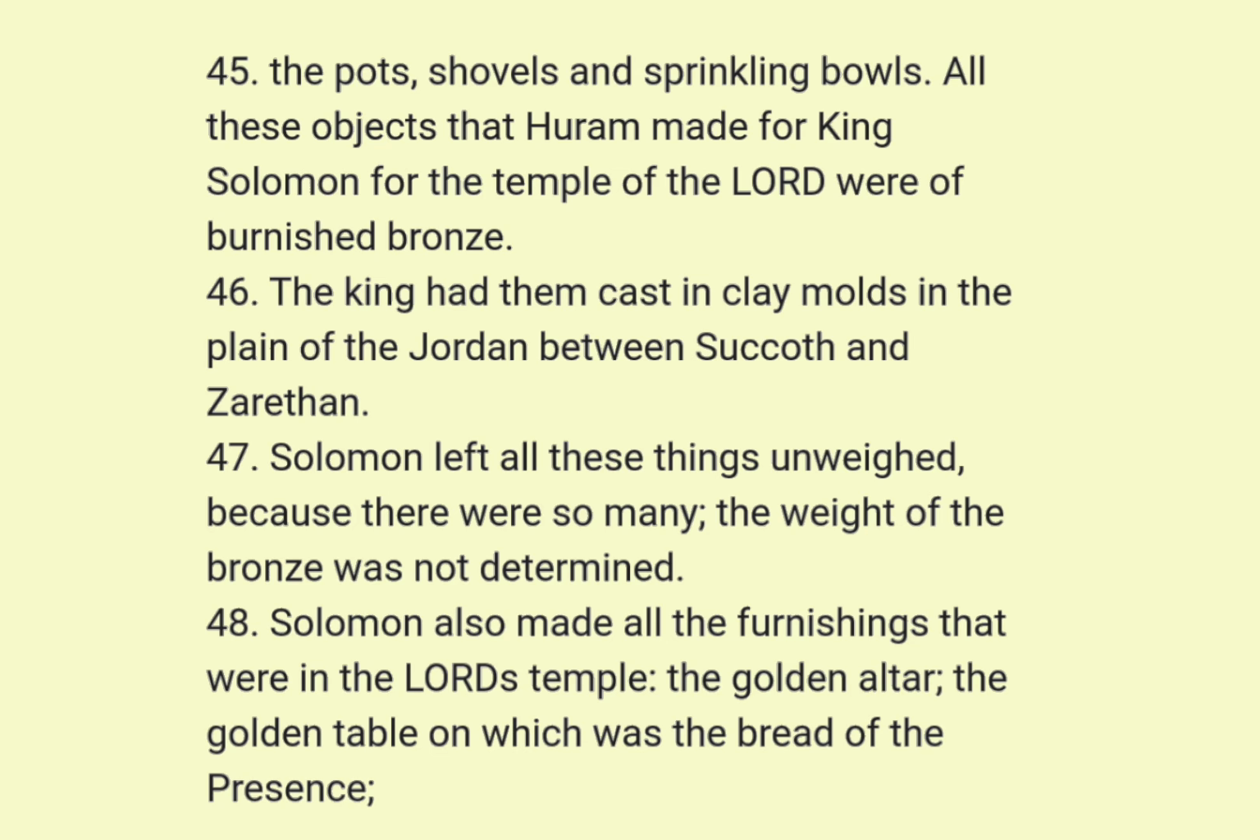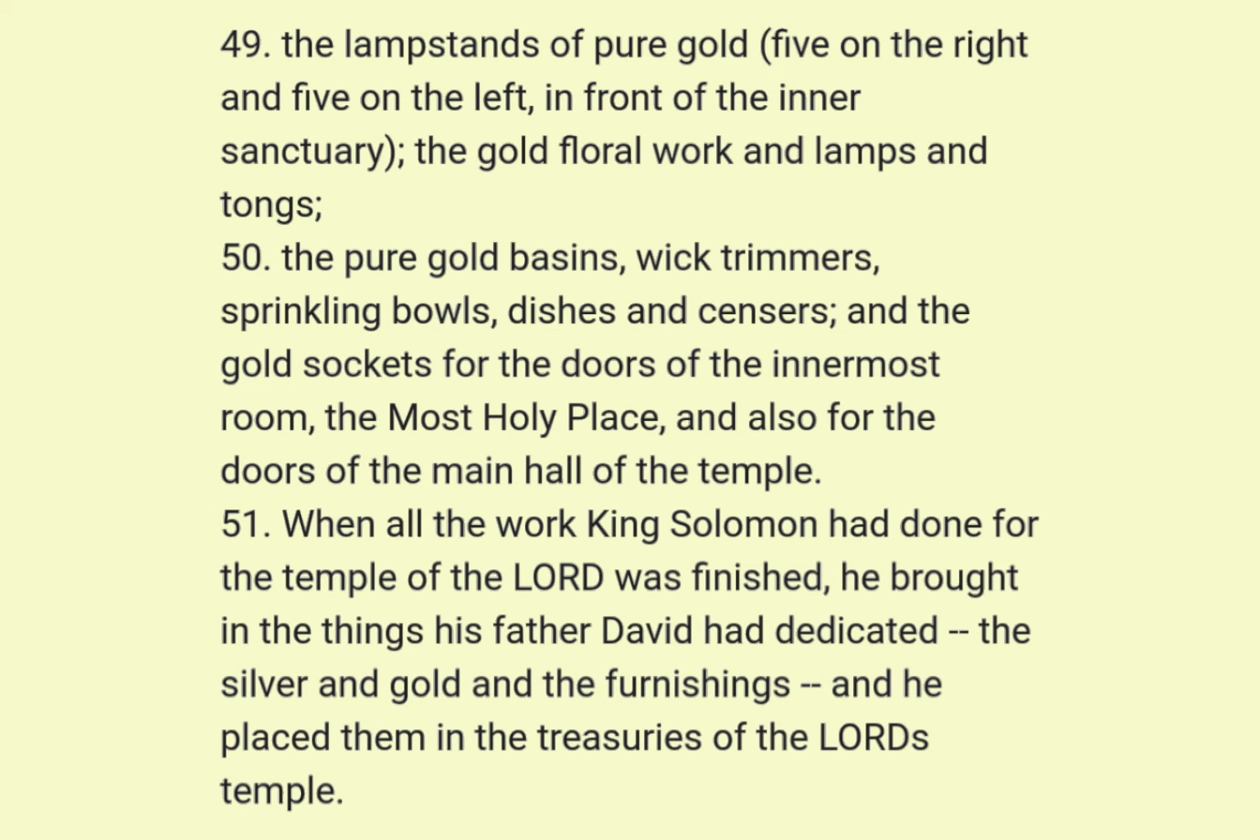Solomon also made all the furnishings that were in the Lord's temple: the golden altar, the golden table on which was the bread of the presence, the lampstands of pure gold, 5 on the right and 5 on the left in front of the inner sanctuary, the gold floral work and lamps and tongs, the pure gold basins, wick trimmers, sprinkling bowls, dishes, and censers, and the gold sockets for the doors of the innermost room, the most holy place, and also for the doors of the main hall of the temple.